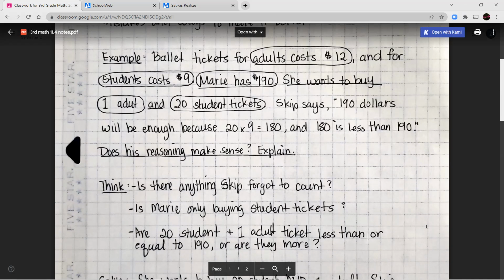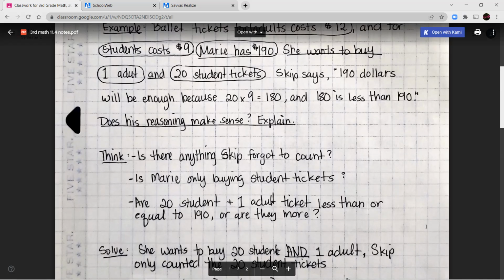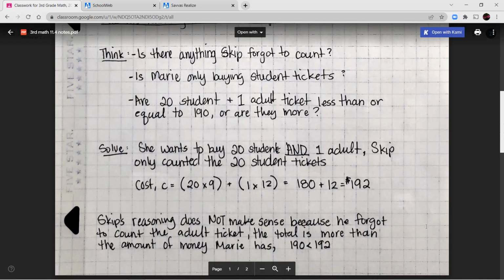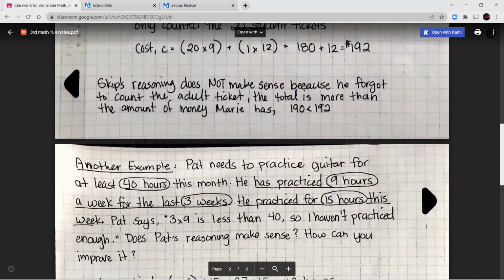So here you can see we looked at the information. We read what one of the people in the story did, and we tried to figure out if there was anything that was forgotten or anything that we could make better. Let's take a look at another example.